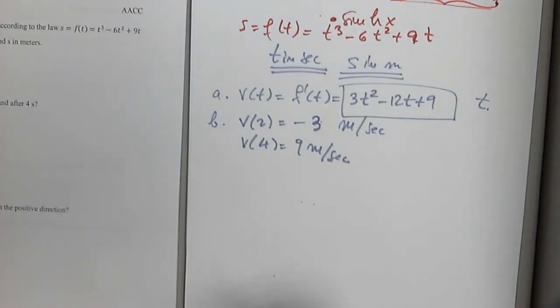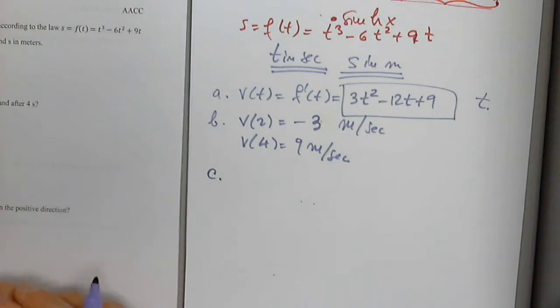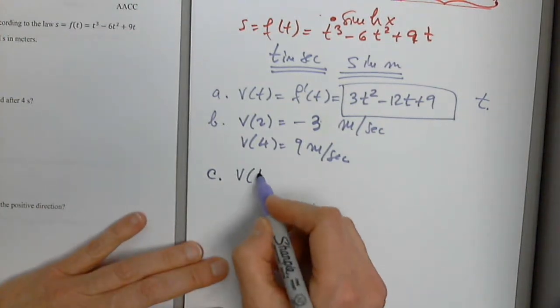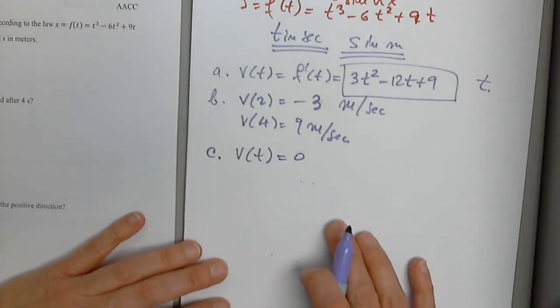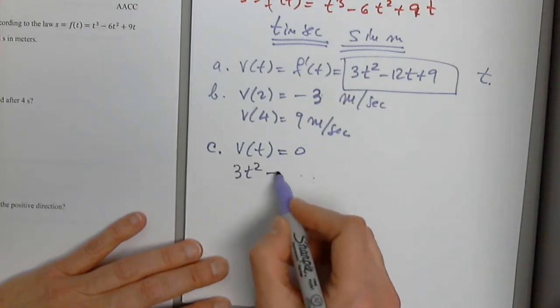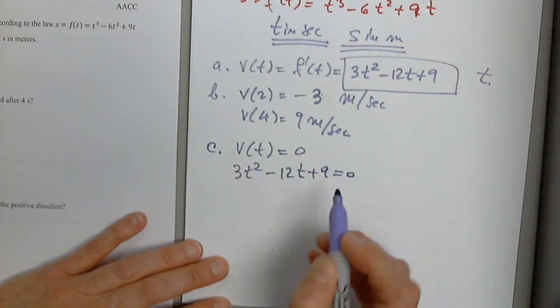Excellent. Okay, part C. When is the particle at rest? V of t equals 0. Very good. When the velocity is 0, then the particle will be at rest, which is 3t squared minus 12t plus 9 equals 0.